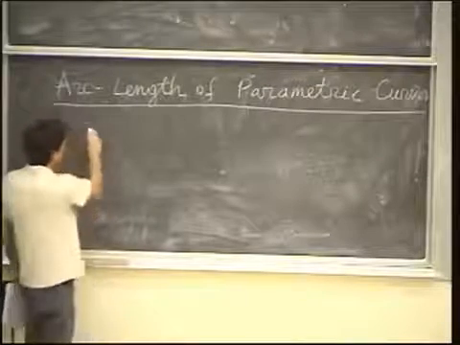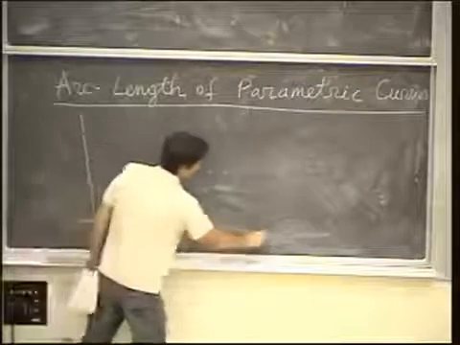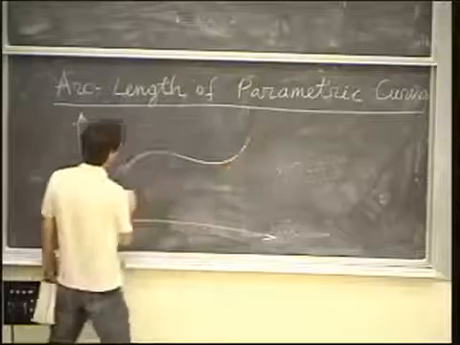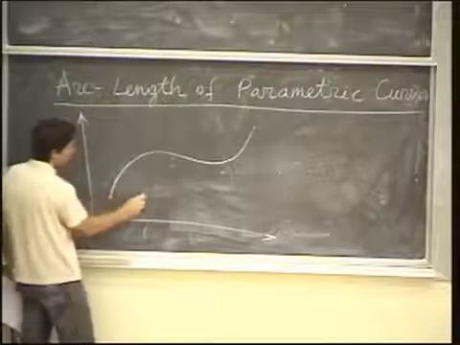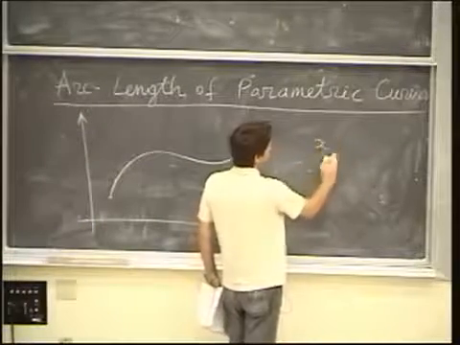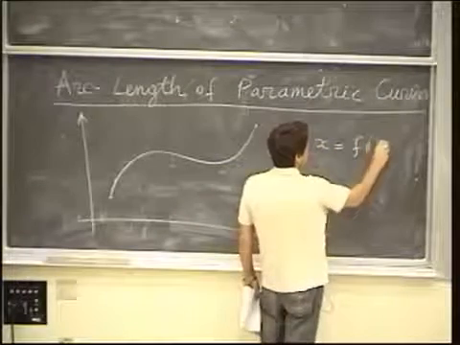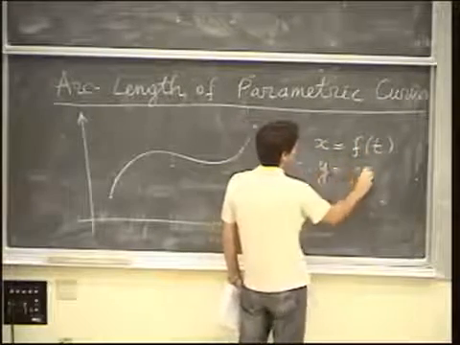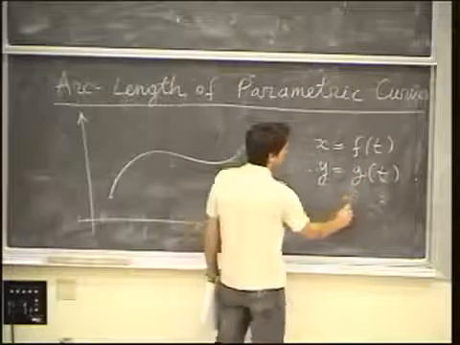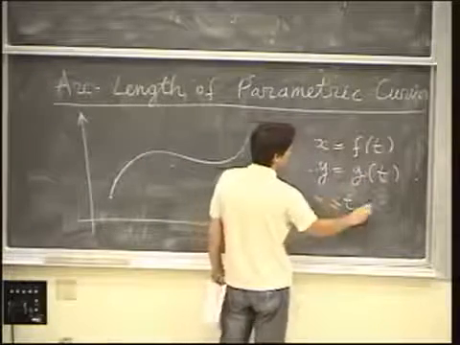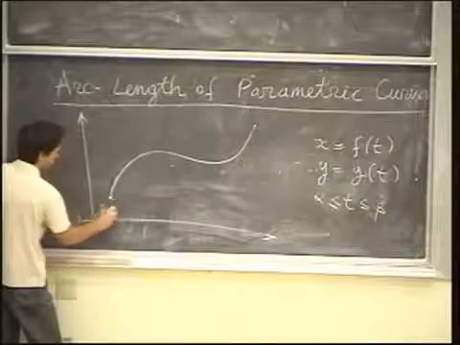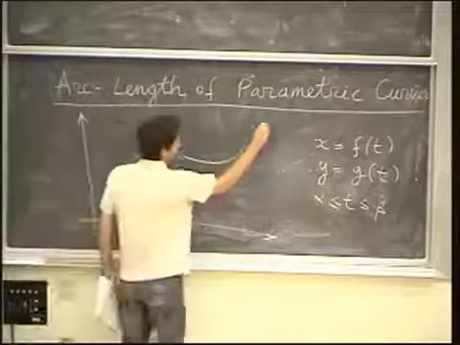So we look at a piece of a curve on a plane, which is given in parametric form. And we look at the segment of this curve for t between alpha and beta. So this point would correspond to t equal alpha, and this point would correspond to t equal beta.